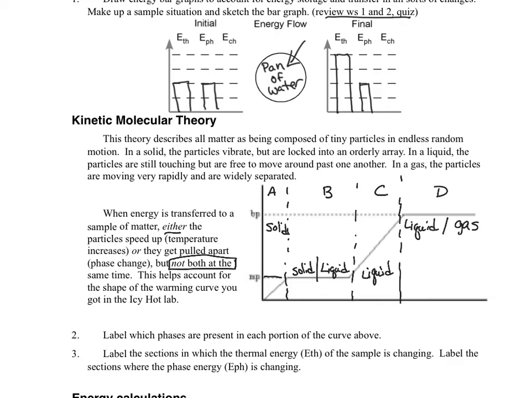Label the sections in which thermal energy is changing and which ones where phase energy is changing. Well, we have a change in temperature here, so that's going to be thermal energy, ETH. Here we've got a change of phase, so that's going to be EPH. In this part here, we have a change in temperature, ETH. And here we have a change in phase, so that's going to be EPH.